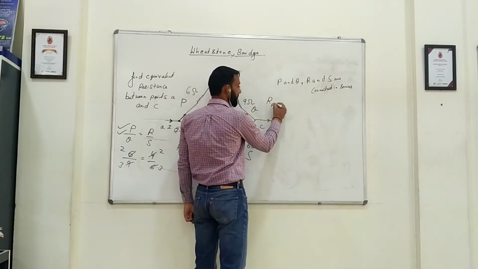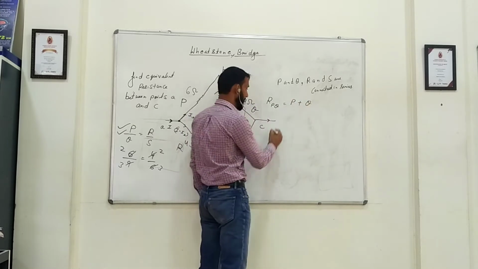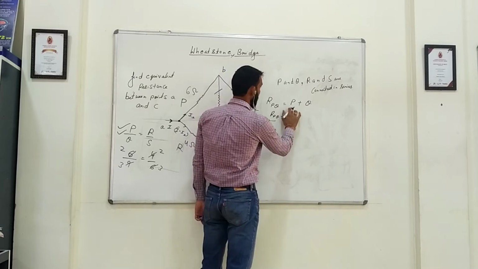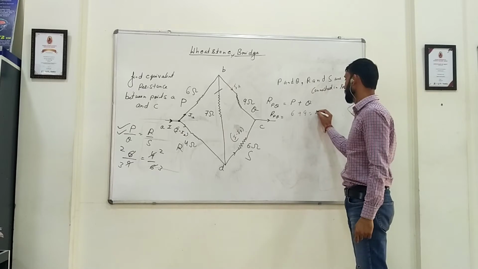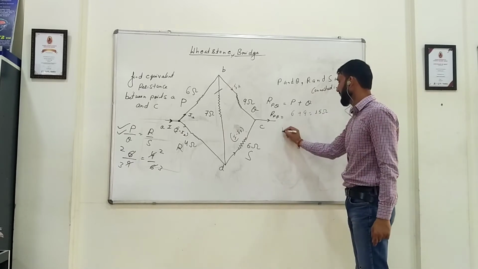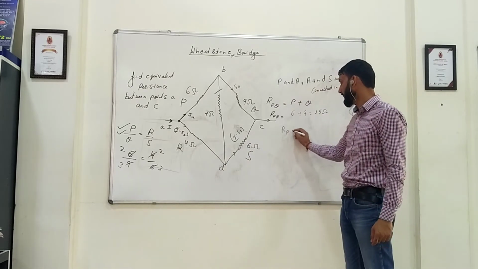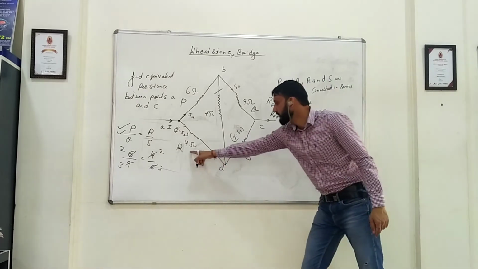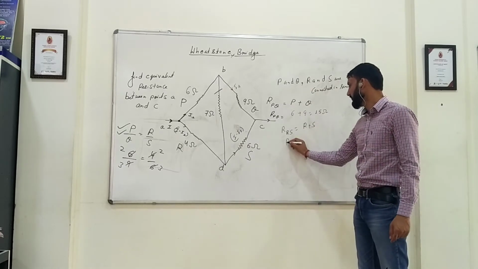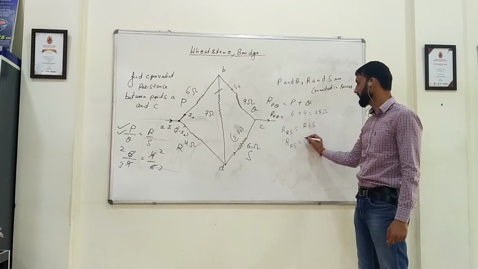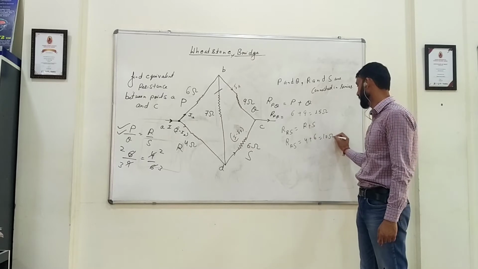So first of all, let us do for P and Q. So RPQ, you know the formula, will be equal to P plus Q. How much is P? 6. It will be 6 plus 9 is equal to 15 ohm. Then for R and S, it will be R plus S. So RS will be equal to, how much is R? 4 plus 6. It will be 10 ohm.